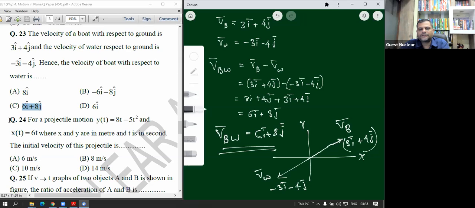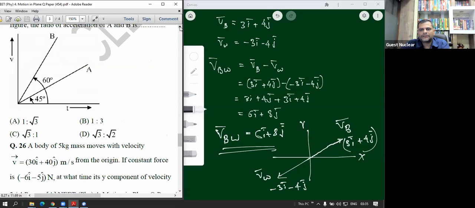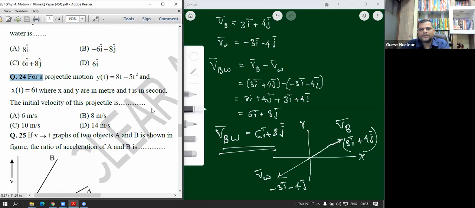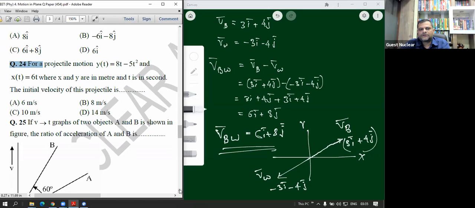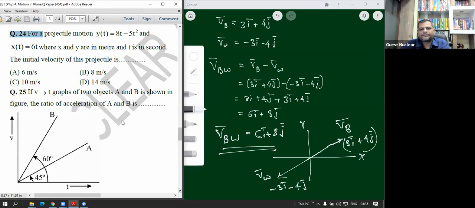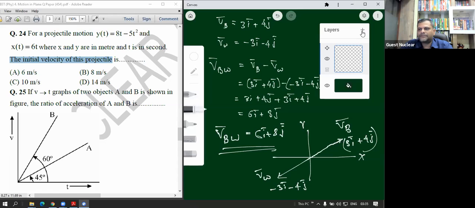Let's check out the 24th one. Yes, read this question number 24 here. In a projectile motion, y is given to be 8t minus 5t square, and x is going to be 6t only. Then the initial velocity of the projectile is... I think we have already done this question last time, if you remember.